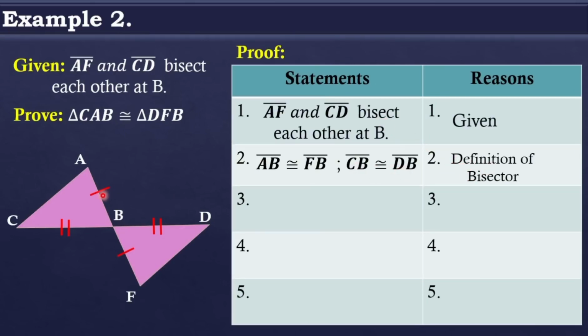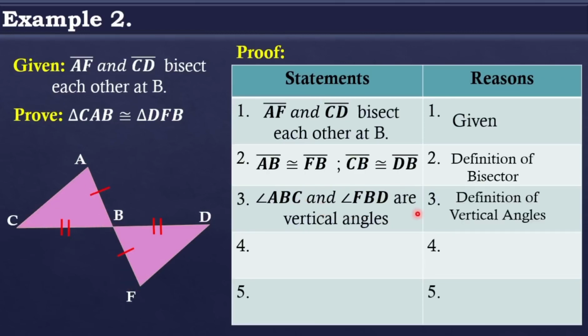Next, so from here, meron na tayong dalawang sides. So ano pa kaya yung pwede nating ilagay na statement to prove that these triangles are congruent? Okay? So since meron ka dito, present dito ang vertical angles mo, so pwede yun ang ilagay mo. So number 3, angle ABC and angle FBD are vertical angles. So that is by definition of vertical angles. Okay? So etong dalawang to are vertical angles.